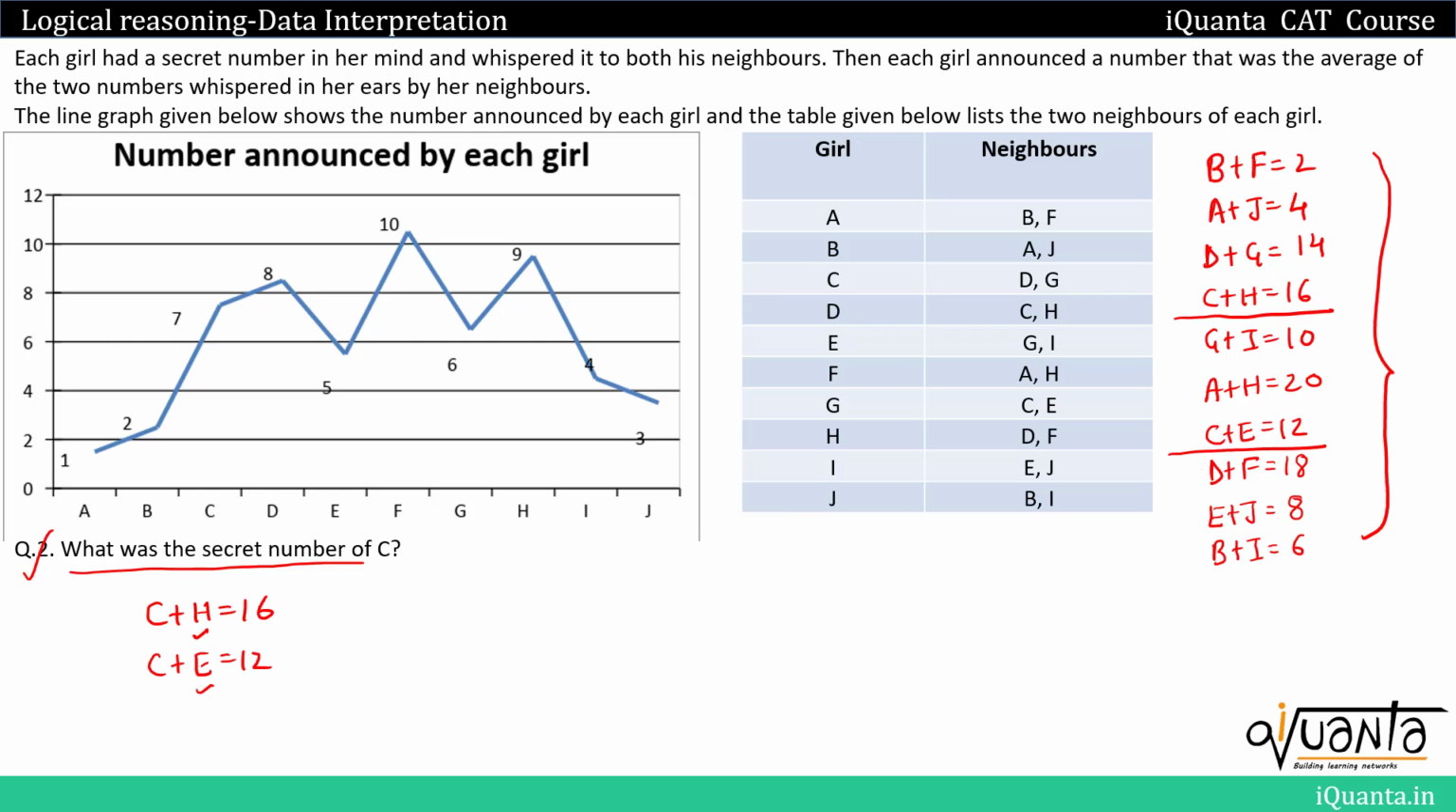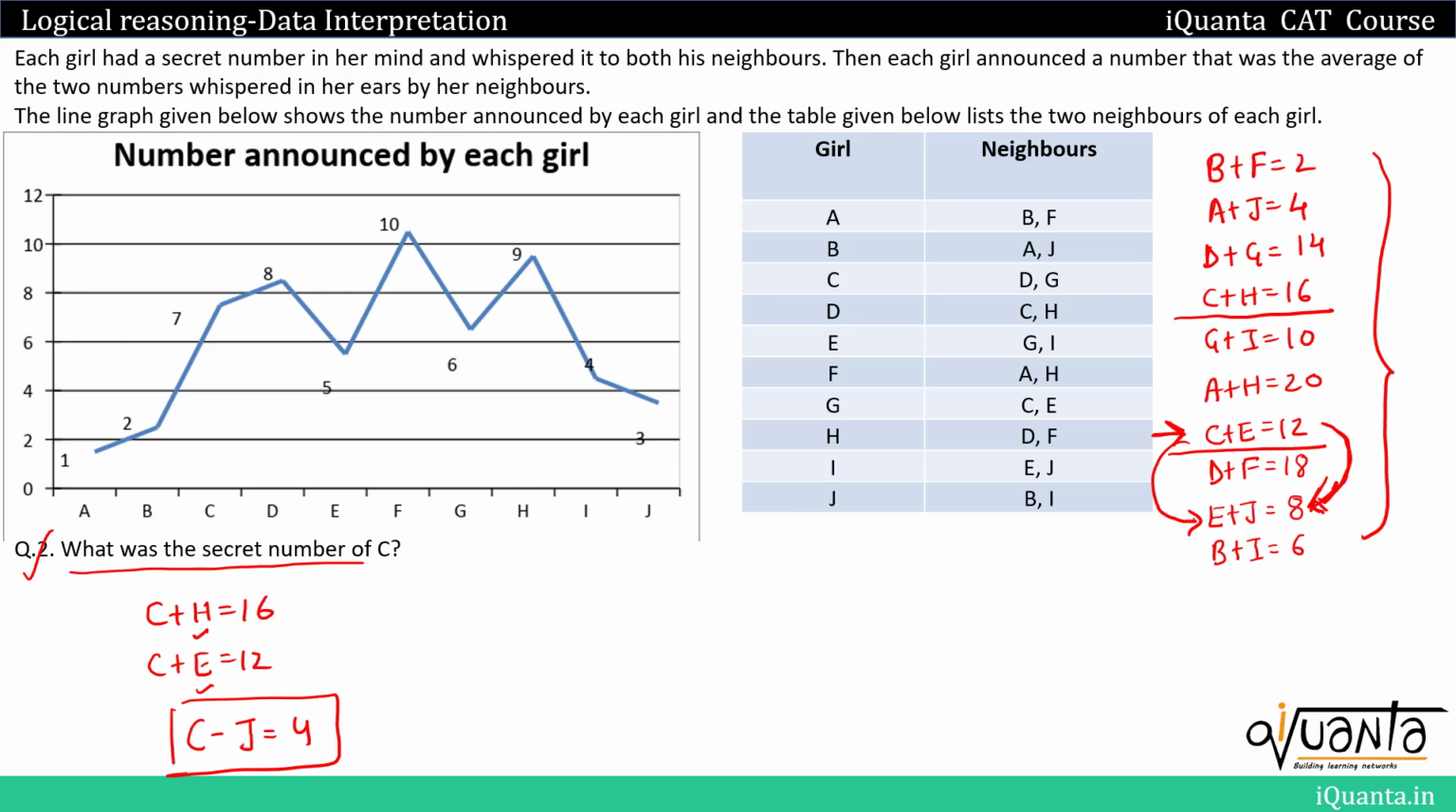So now in the equations related to C, let us check this equation first. C plus E equal to 12. If I want to eliminate E, let me look for the equations that have E involved. One of the equations in which E is involved is over here, E plus J equal to 8. So if I subtract the second equation from the first one, then I'll be getting C minus J equal to 4. I am getting this when I subtract the equation E plus J equal to 8 from C plus E equal to 12. So when I subtract these, I'll be getting C minus J equal to 4.